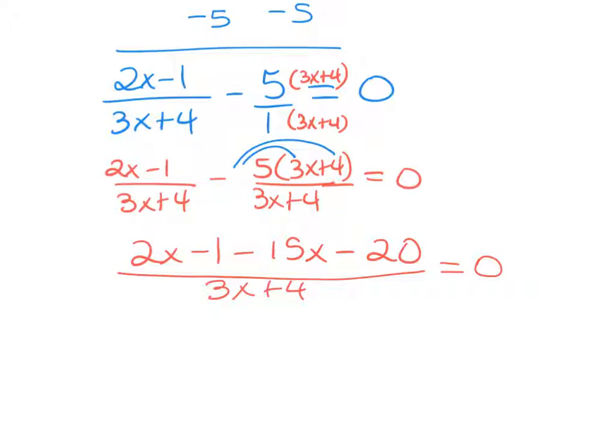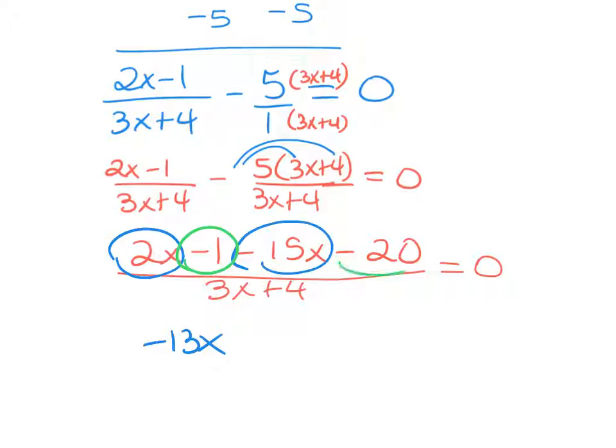I now need to simplify my numerator. I can add my like terms. I'm going to add my x's. I get -13x. Add my constants: -1 minus 20 is -21. And then the same denominator still.